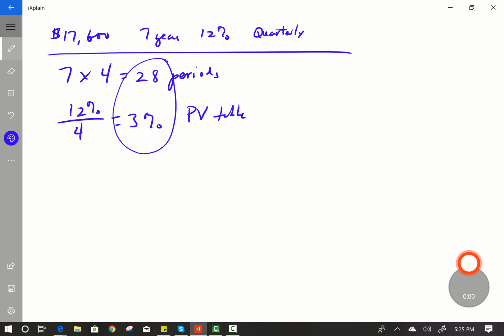So I'll take $17,600 and multiply that times the corresponding factor of 28 periods and 3% on the present value table, which is 0.4371. And that will give me the present value of $7,692.96.